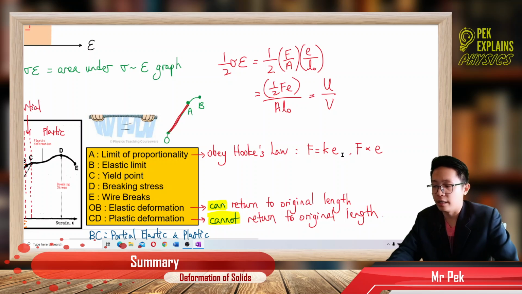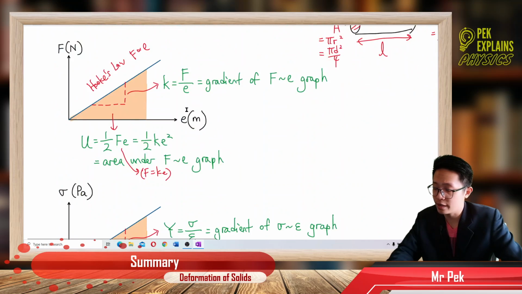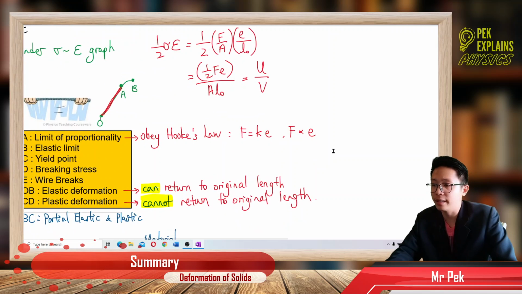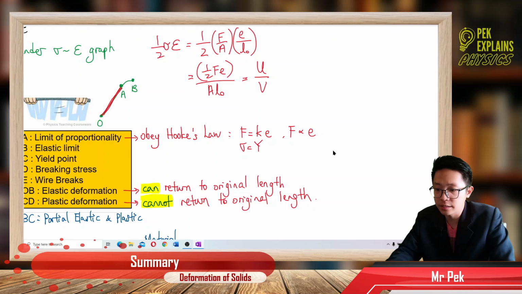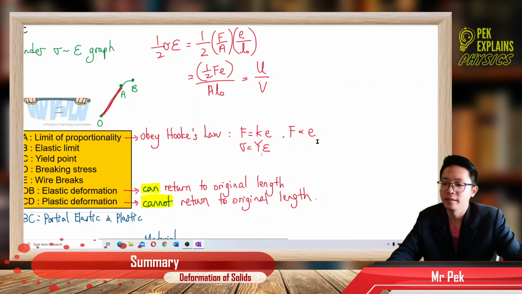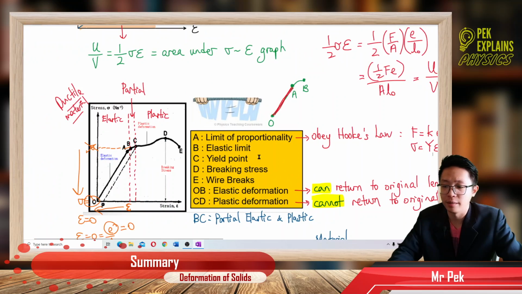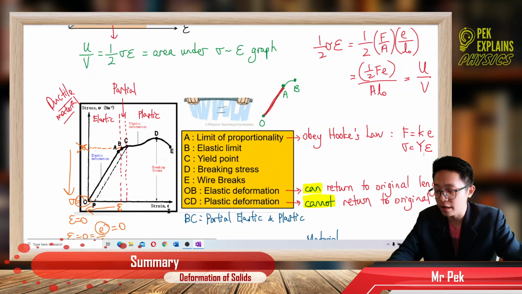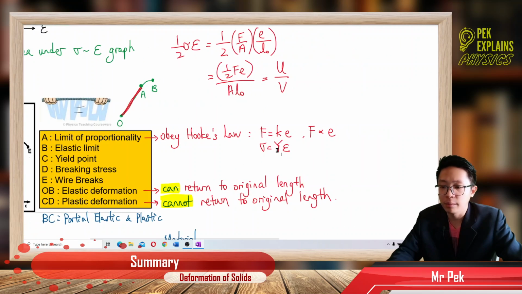Or we can say stress equals Young modulus times strain. You know, k is actually the gradient of the force-elongation graph. Y is the gradient for the stress-strain graph, because we are talking about the stress-strain graph. So the gradient of this graph is Young modulus. These two actually explain Hooke's law.